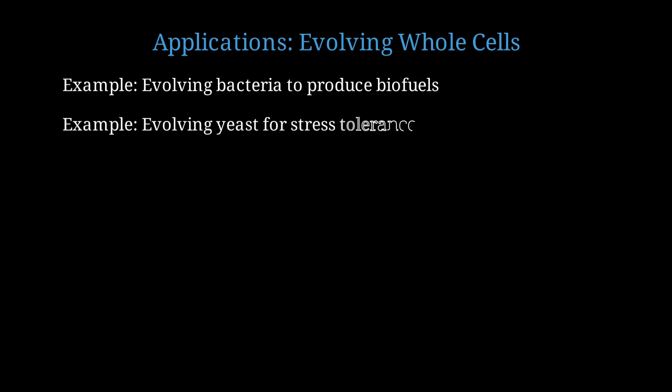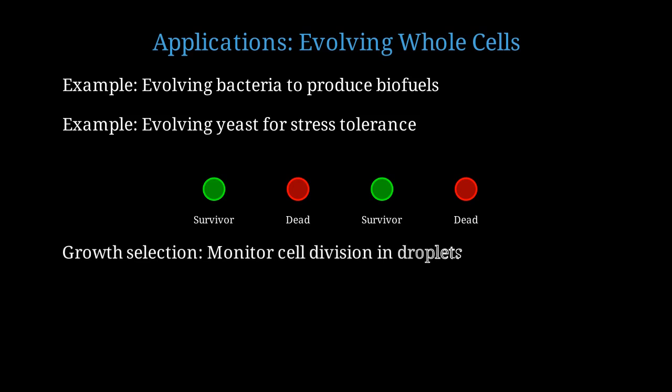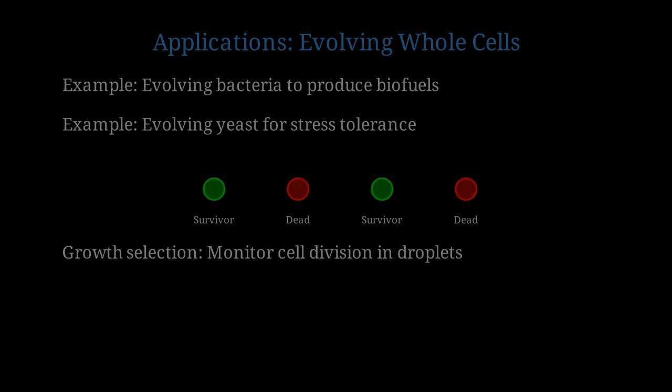Or we evolve yeast for tolerance to high alcohol or temperature. Cells are exposed to stress conditions inside droplets. Only surviving cells produce fluorescence. After stress exposure, we use a viability dye that fluoresces green in living cells, but red in dead cells. We sort to collect only the green droplets containing survivors. We can even monitor cell growth inside droplets over time. Droplets with faster growing cells become more turbid or show more fluorescence from a constitutive marker.